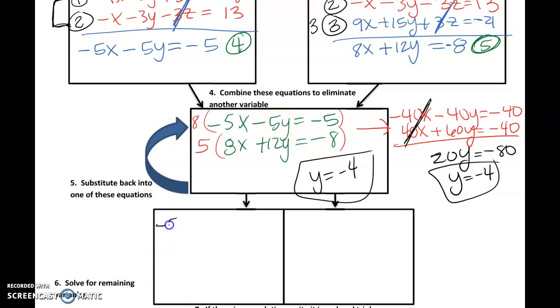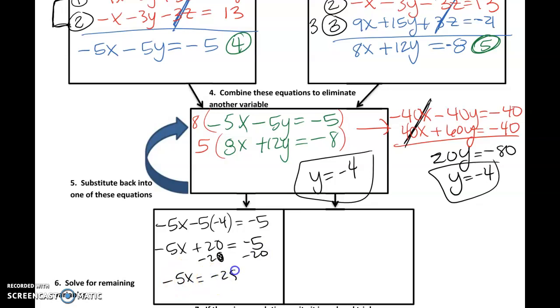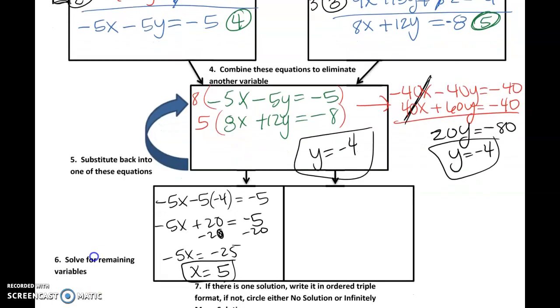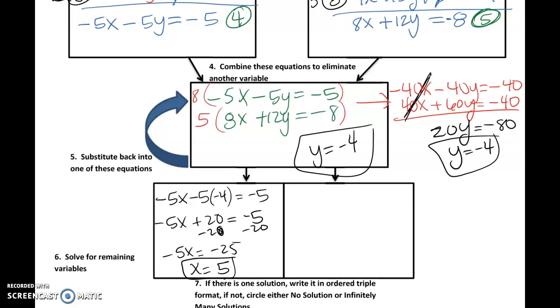So that would look like negative 5x minus 5 times negative 4 equals negative 5. So negative 5x plus 20 equals negative 5. And if I subtract 20 from both sides, negative 5x equals negative 25. So x equals positive 5. Okay, and it says for step 6, solve for remaining variables.